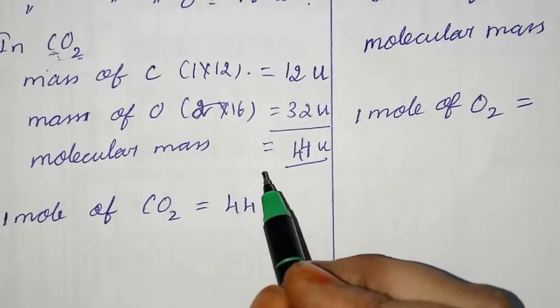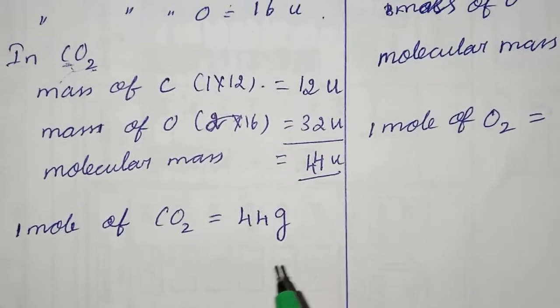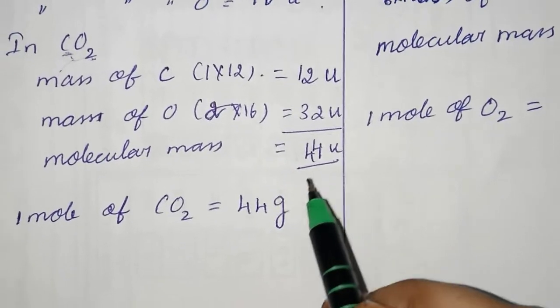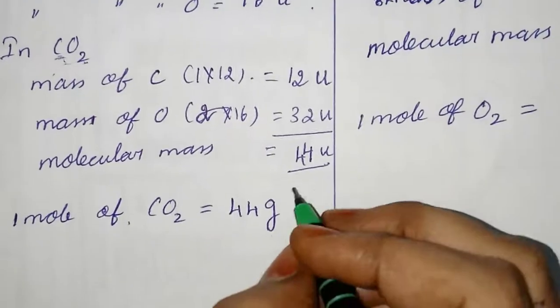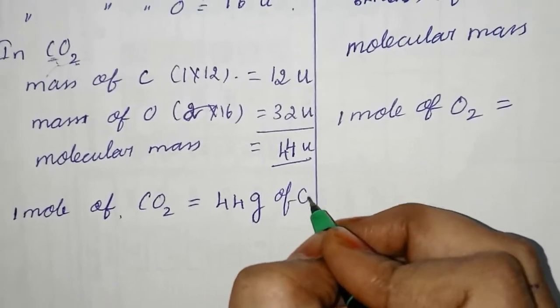So 1 mole of CO2 contains 44 grams. We express that molecular mass in grams, and that is known as 1 mole. So here molecular mass is 44U. We express it in grams, that is equal to 1 mole of CO2. So 1 mole of CO2 is equal to 44 grams of CO2.